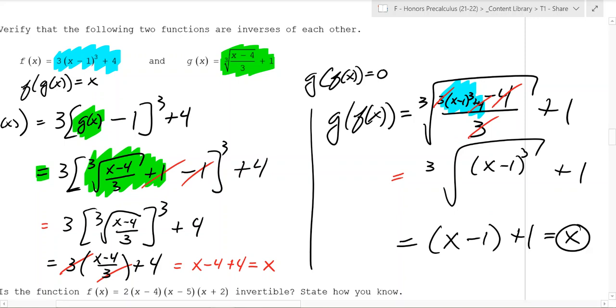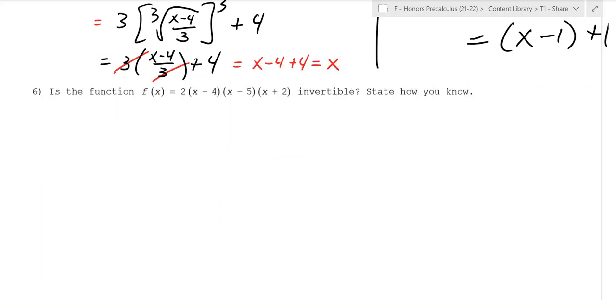So to show that two functions are inverses of each other, to prove it, you have to show this and this: plug one function into the other and vice versa. Is that function right here invertible? Well, it is if it's one-to-one.